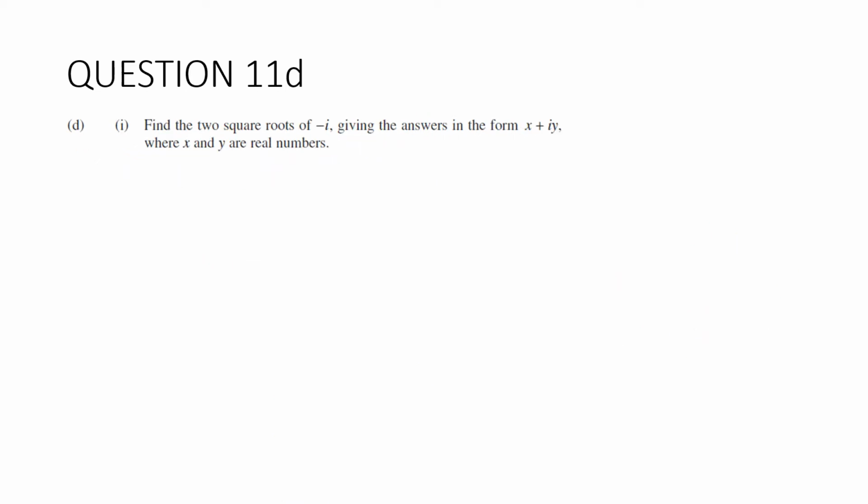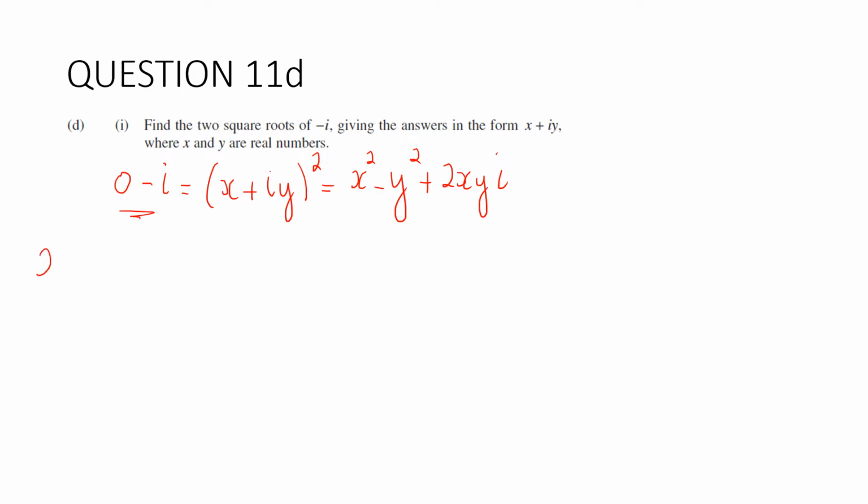11d. Find the two square roots of negative i, giving the answers in the form x plus iy. So I'm going to let negative i equal (x plus iy) all squared, which of course is equal to x squared minus y squared plus 2xyi. Now we're going to equate real and imaginary parts. Now of course negative i is the same as 0 take away i, so the real part of this number is 0. We'll start with the imaginary part though. So the coefficient of i is 2xy, and that's going to equal negative 1.